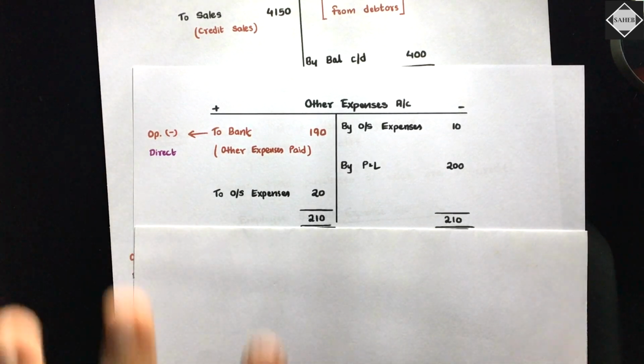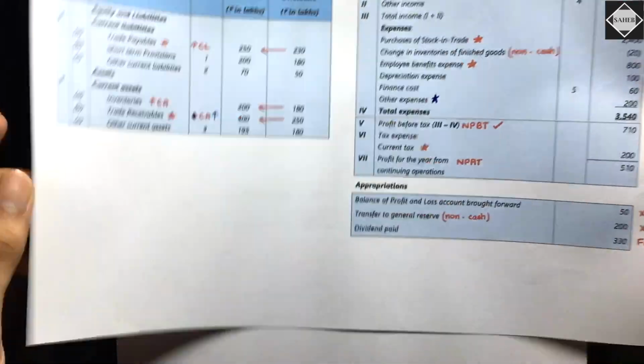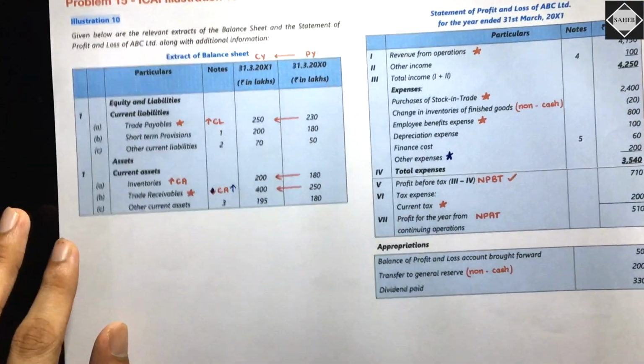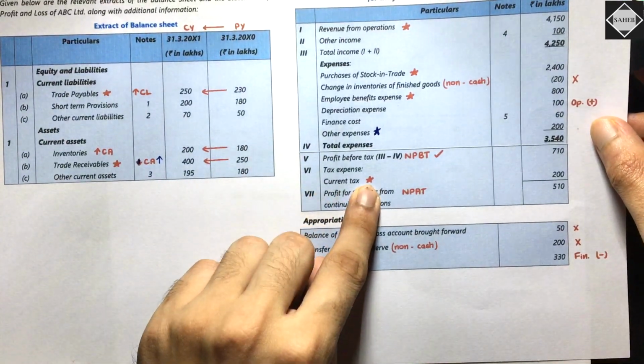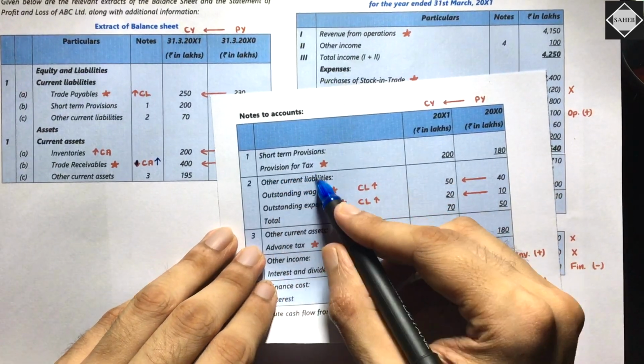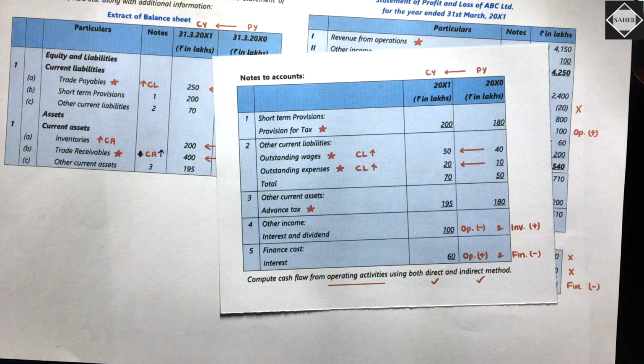After this, what you will do? You have done this also. Now after this, see here, what else is left? Is everything over? No, you have tax, right? Tax is there. See here, current tax, we have star marked it. And then in notes to account also we have other things, provision for tax, then advance tax, right? All of these things you will take together only, in just one account.